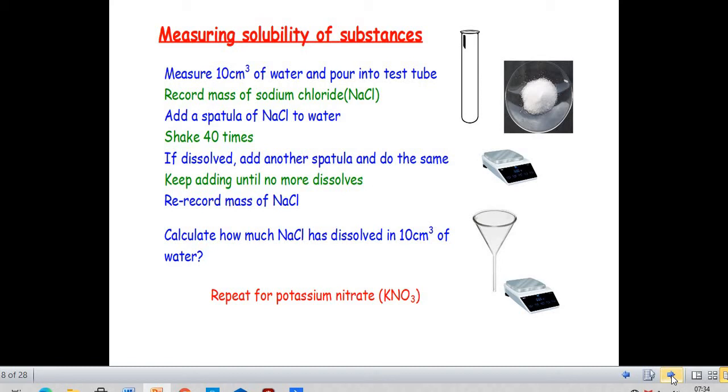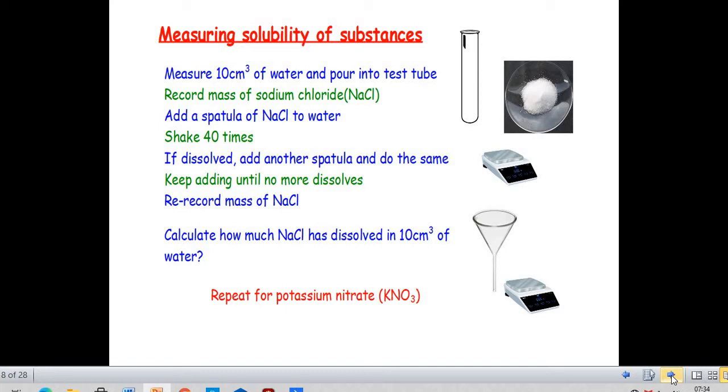Now, measuring the solubility of substances. So we're going to look at how much substance dissolves in water. So if I go through it with you, you've got a boiling tube, you've got some solute, you've got some solid, you've got a balance there to weigh things, you've got a filter funnel, you've got another balance there. Now it says measure 10 centimetre cubed of water and pour into a test tube. It can be a test tube or a boiling tube, it doesn't matter.